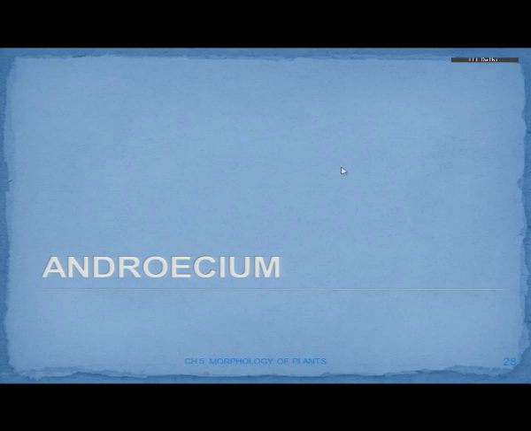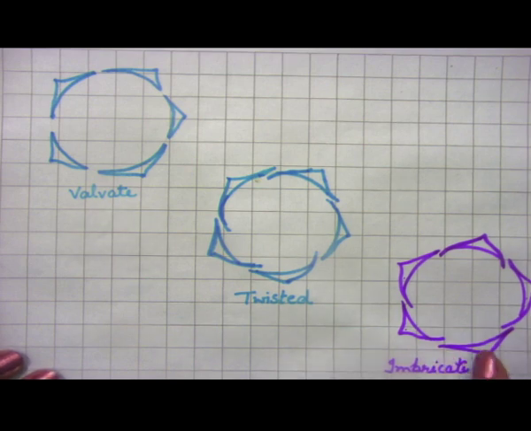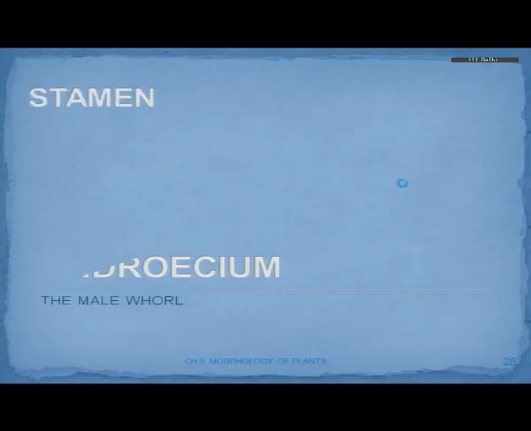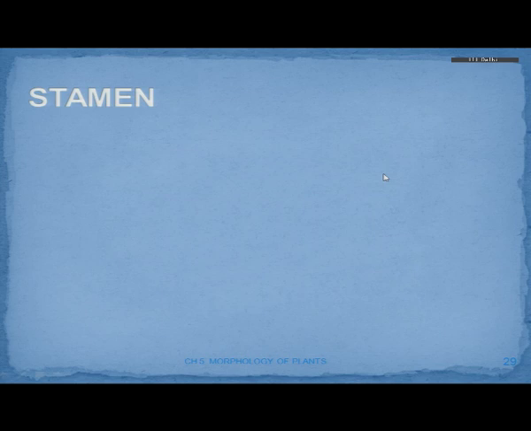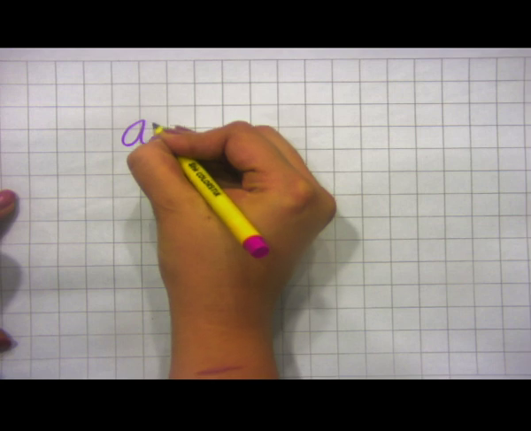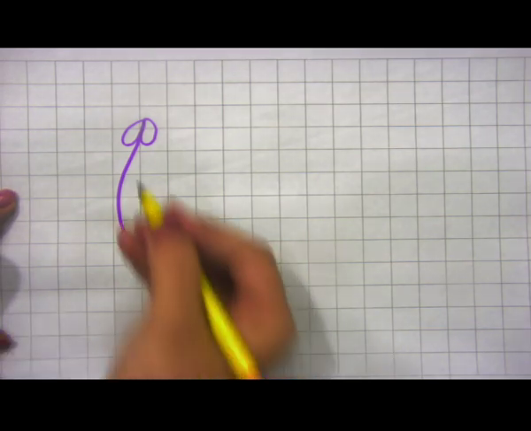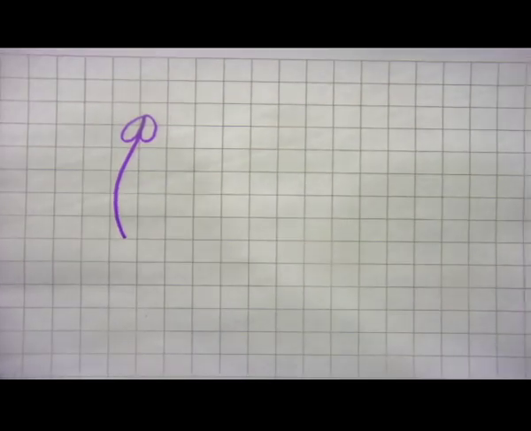Now, after having completed to learn to draw the aestivations, let us move on to the next whorl of the flower, which is the androecium. Androecium, as I had told you earlier, is the male whorl. Now, male whorl consists of stamens. Let us learn to draw the stamens also very quickly. So, each stamen has 2 lobes of an anther and a long filament. This is a stamen with anther and the filament.